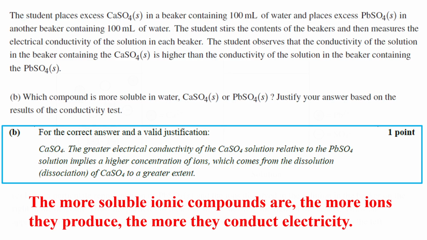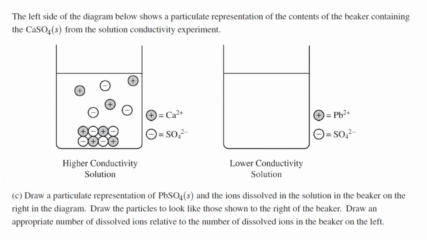All right, the last part of this FRQ from a couple years ago. The left side of the diagram shows a particulate representation of the contents of the beaker that contains the calcium sulfate from that solution conductivity experiment. So you can see there's some crystal lattice at the bottom of the beaker, but there are some ions floating around which give it that conductivity.